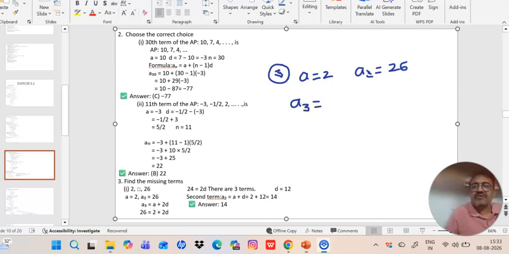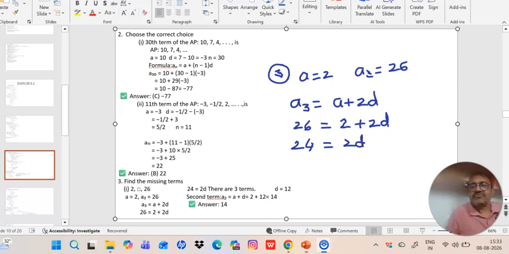A3 is equal to A plus 2D. So A3 is given 26. That is equal to A, given 2, plus 2D. Plus 2, if we send it to the other side, minus 2. So 26 minus 2, that is 24. That is equal to 2D. Now 24 by 2 is equal to D.